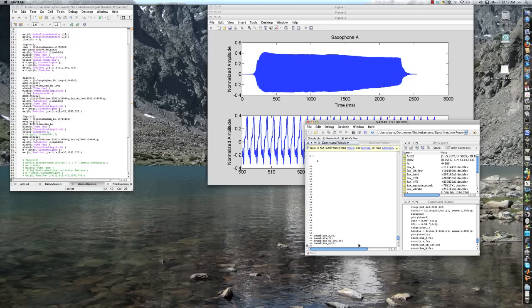Now, I'm going to play another note, a D flat, which has a lower tone to it, and then we'll look at the waveform of that. So here's the sound of the D flat.